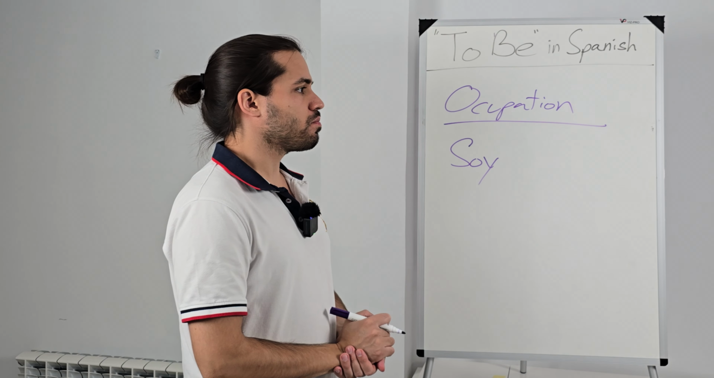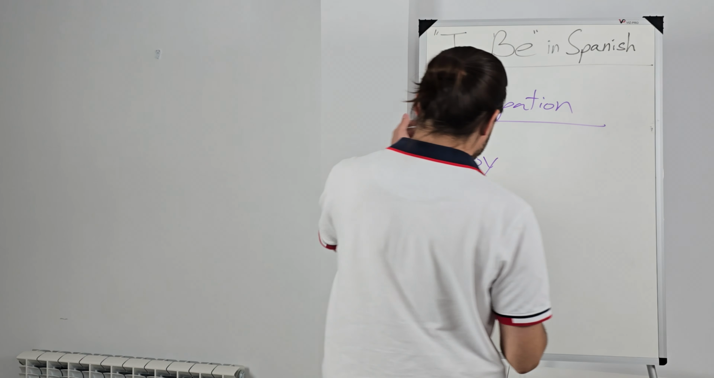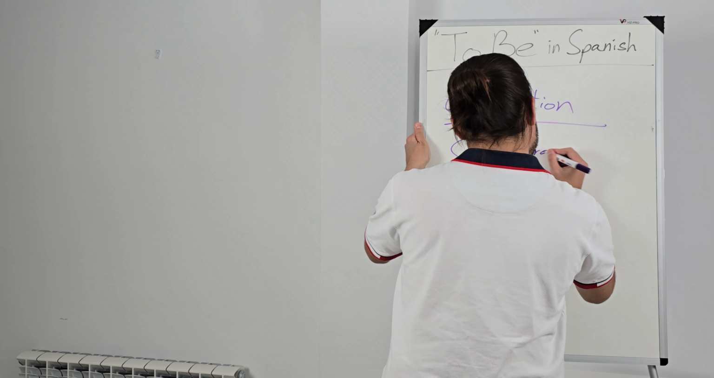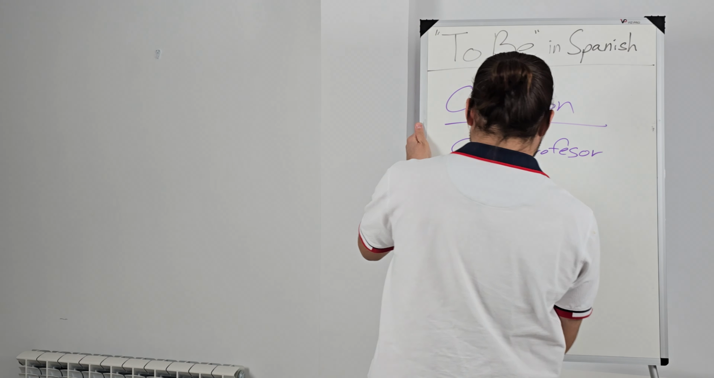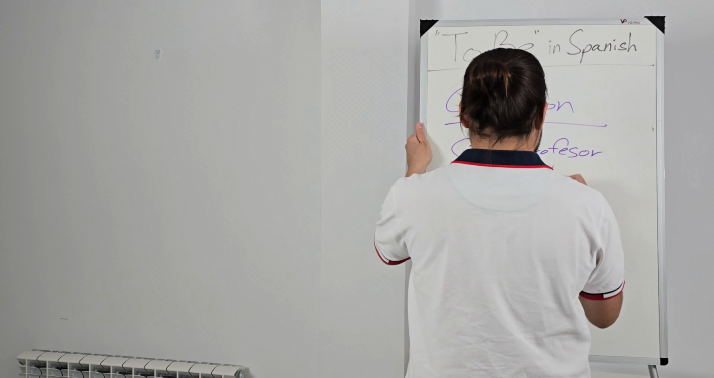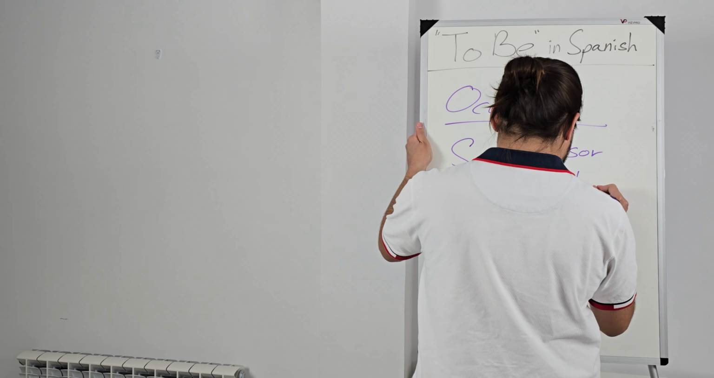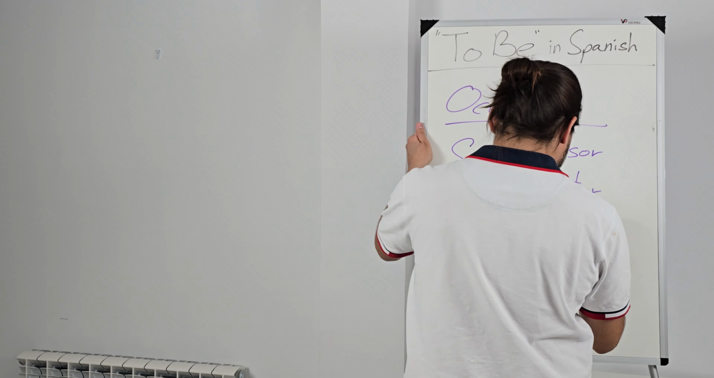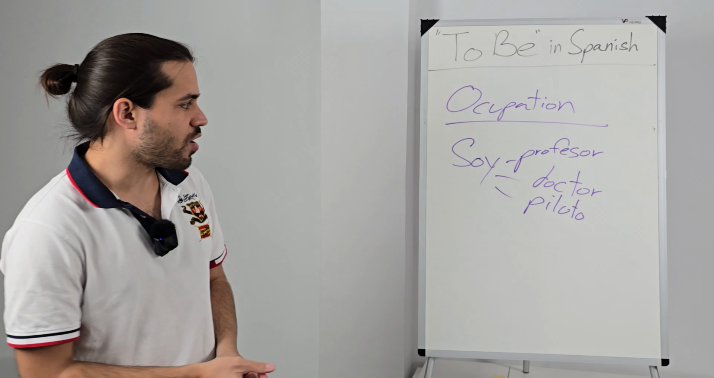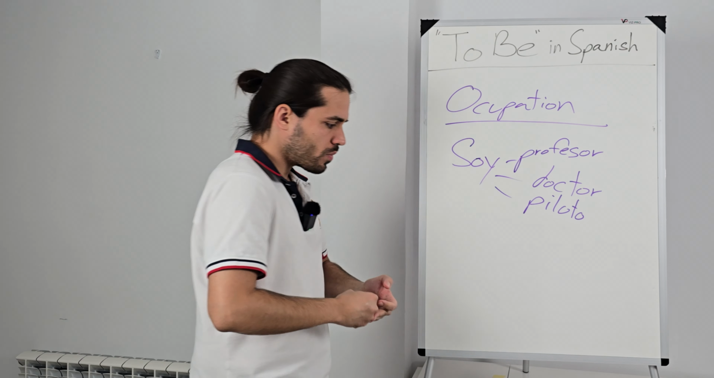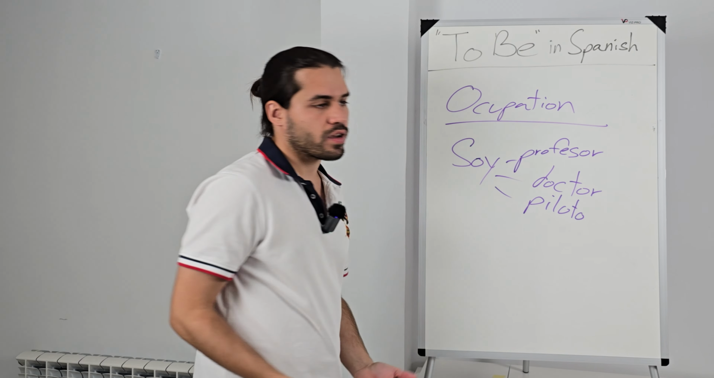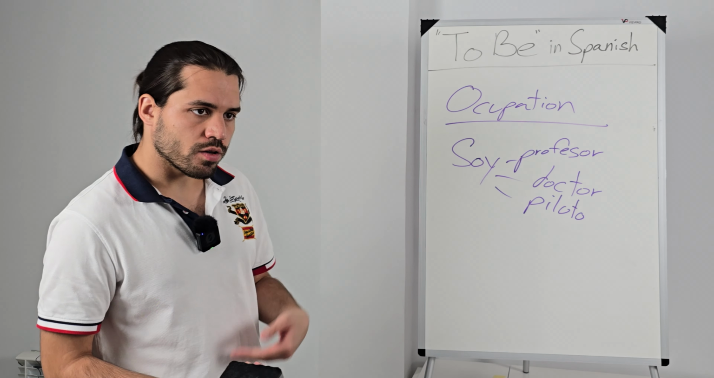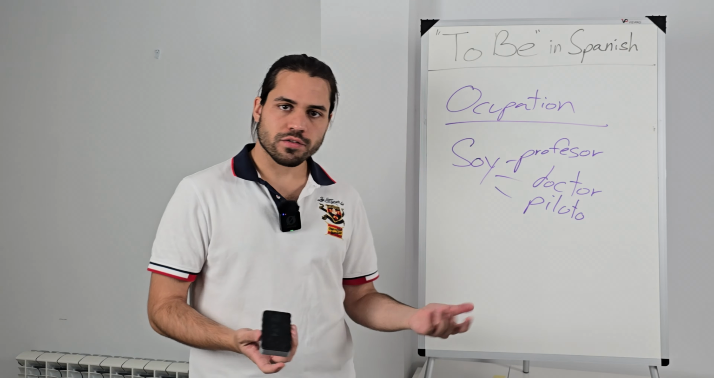What's another? Comentarista, if you want to say. You work as a commentator. Soy profesor. You could say doctor if you were a doctor. Piloto, you could say that if you're a pilot. Goes for occupations in general. You get the point. And then it goes for the rest of the conjugated forms I discussed earlier, like, oh, eres piloto, eres profesor. You are a pilot, you are a professor, etc.